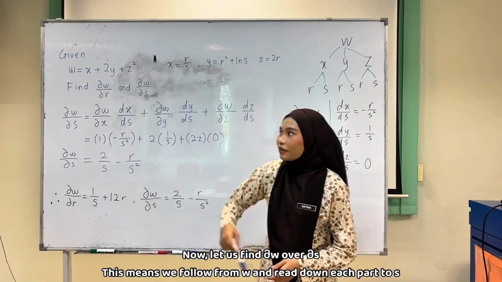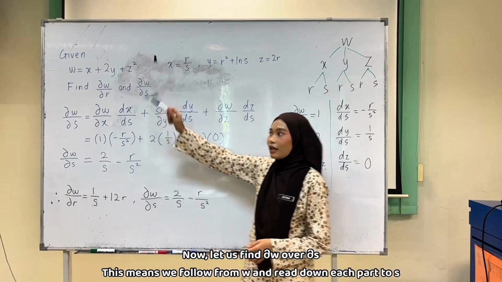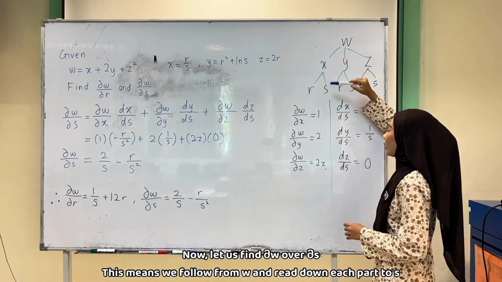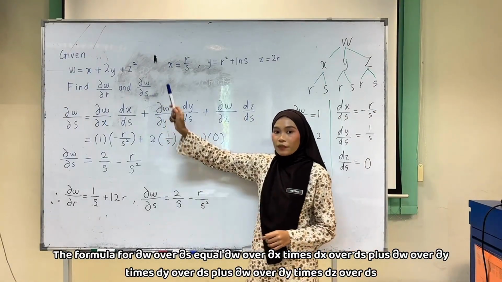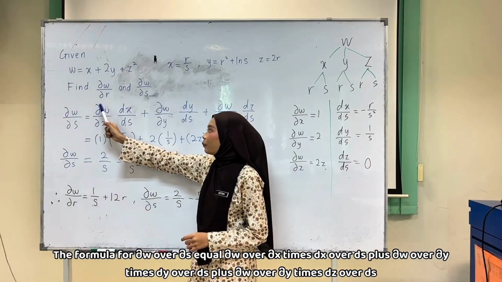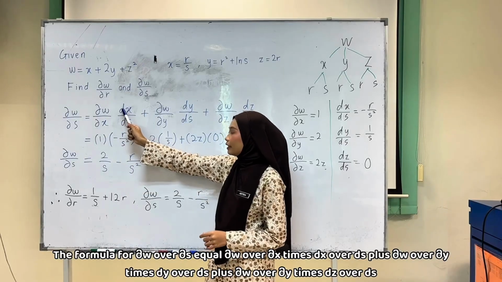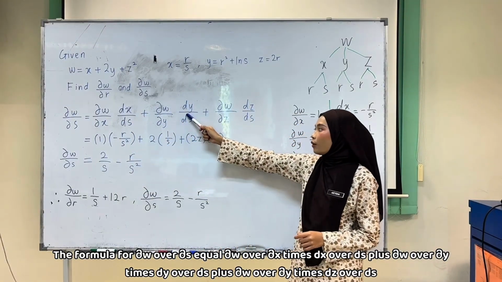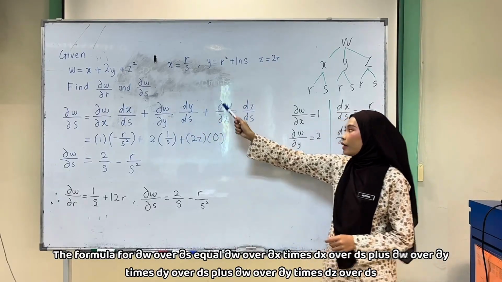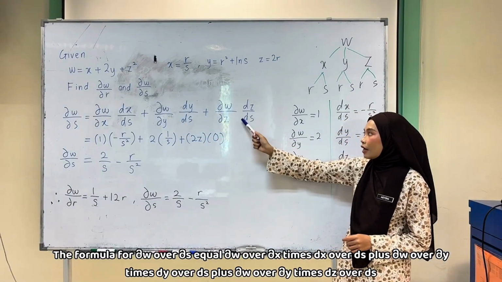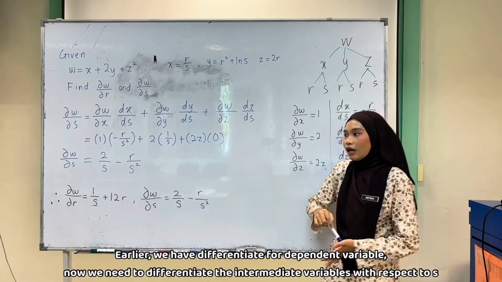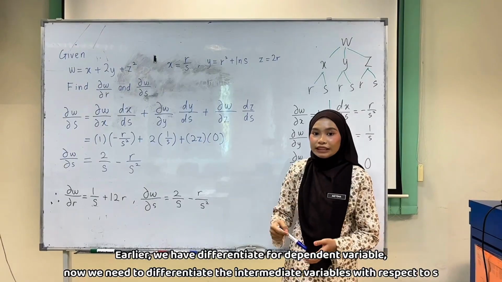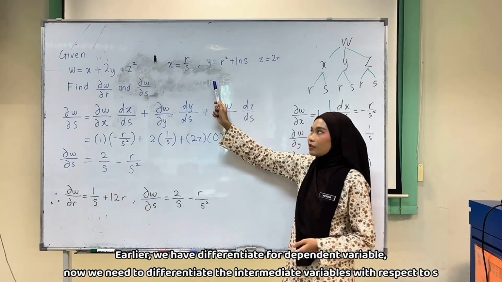Now, let us find the partial w over partial s. This means we follow from w and read down to s. The formula for partial w over partial s, we can write as partial w over partial x times dx over ds, plus partial w over partial y times dy over ds, plus partial w over partial z times dz over ds. Earlier, we differentiated the dependent variables. Now, we need to differentiate the intermediate variables with respect to s.